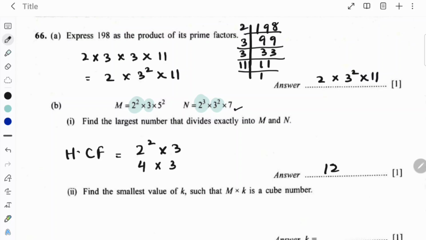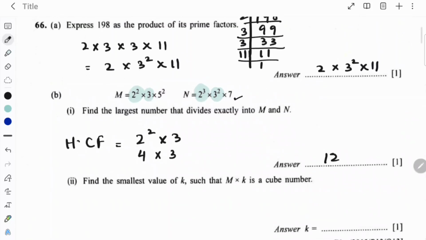Okay, in part 2, find the smallest value of k such that m into k is a cube number. So we are going to make a cube number. Alright, so m is equals to, like we made the square number previously, we are doing the same thing, and 3 into 5 square into k is a cube number. So we are just looking at what can we write in a cube number. So 2 square is not a cube number. I'll multiply by 2. Okay, so then it become a cube number, it will become 2 cube. 3 is only there, so I'll multiply with 3 square. 3 square and 3 will make a cube number.